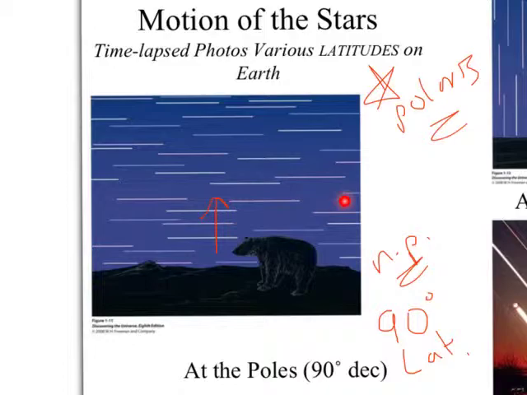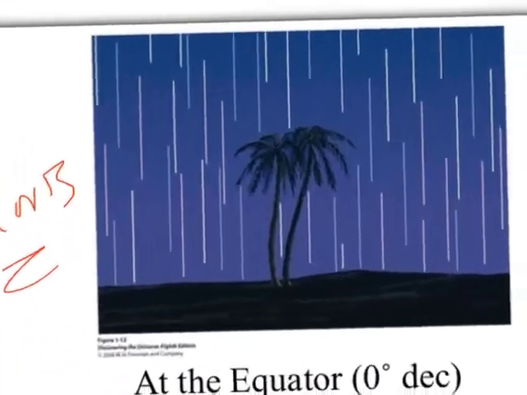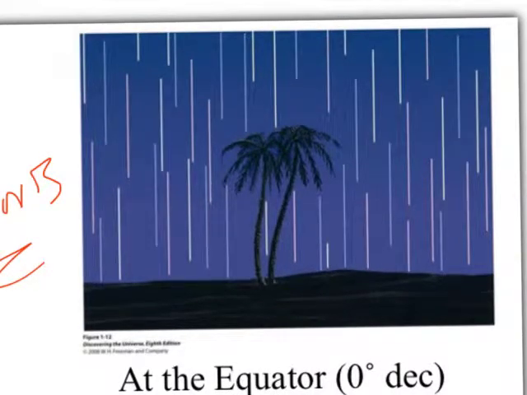My other favorite one is this one with the palm tree. This is supposed to emphasize what it's like if you were at the equator, 0 degrees latitude. That's declination, I mean latitude. Well, I guess that's okay, thinking in Earth terms, latitude.